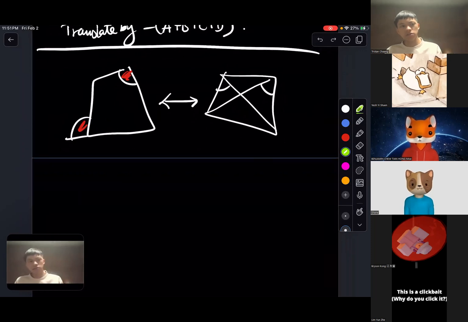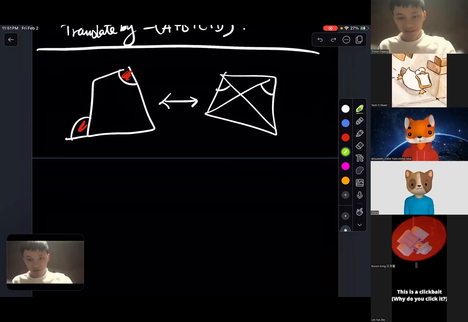Any questions? Spiral similarity, Miquel point. I'm not sure if we talked about Miquel point. I mean, he probably did. It's still a cyclic quadrilateral thing anyway.